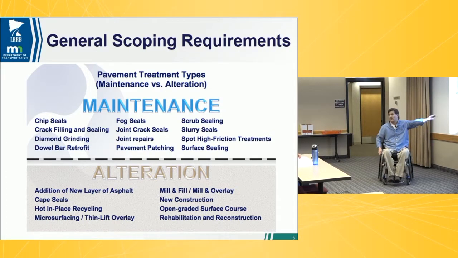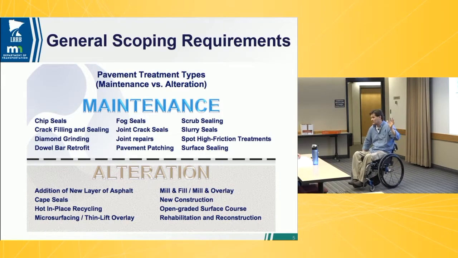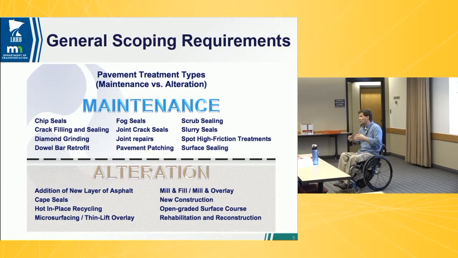Also, mill and fills, mill and overlays. That's pretty clear. That's been out there for a while. New construction, open graded surface course, and rehabilitation and reconstruction, including concrete pavement repairs. So, whenever you're doing those things on the bottom, you've tripped the threshold. You are required to do curb ramp upgrades. And MnDOT has been doing this pretty religiously, obviously, since we first started. Maybe the microsurface is something a little new to us.